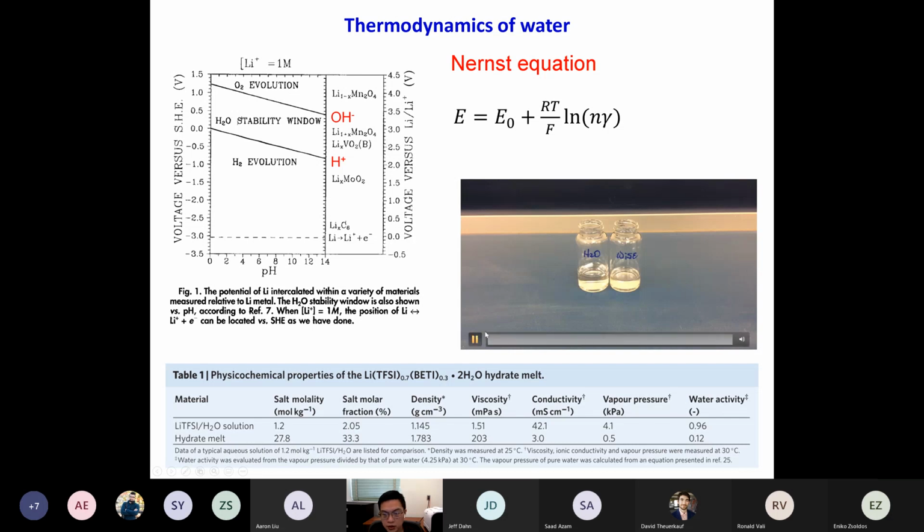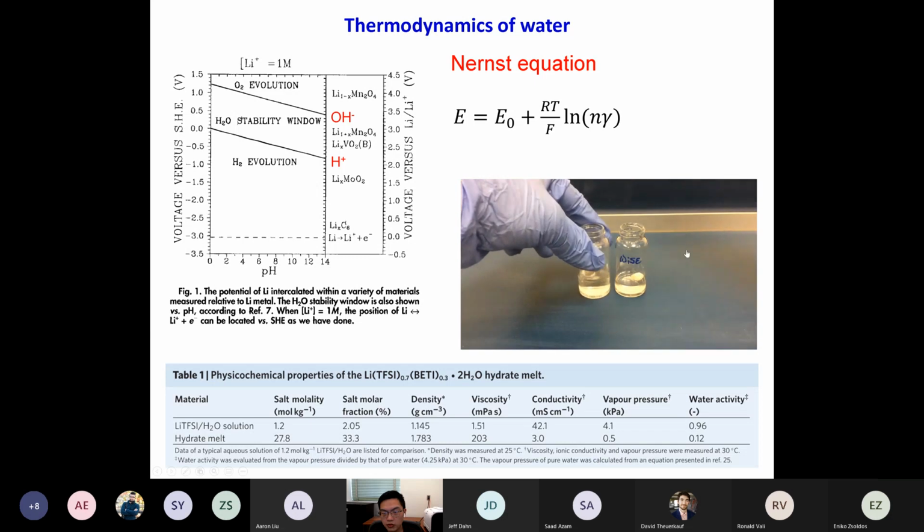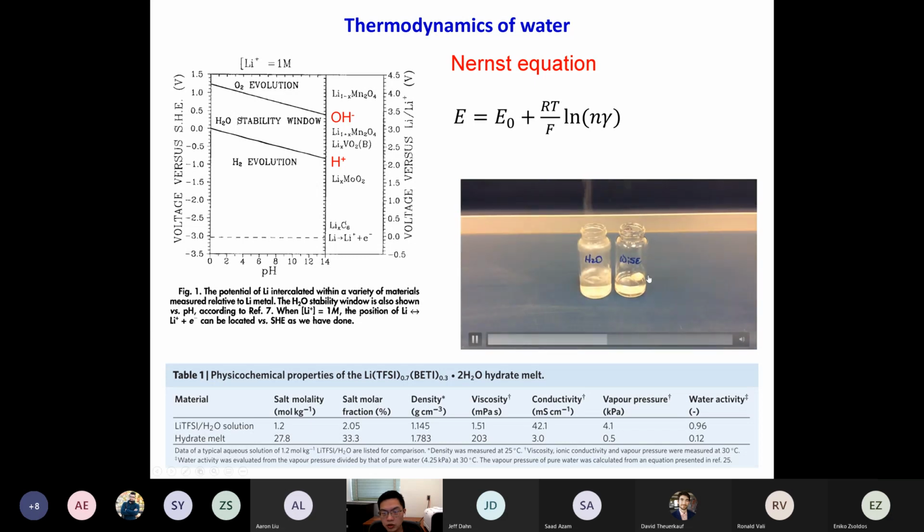So there is scientific, solid evidence showing that. We all know that if you put lithium metal into water, it will be a disaster. You will have a violent reaction to create hydrogen and heat, right? That's why lithium metal is so dangerous. But if you put the same lithium metal in the water-in-salt, you can barely see any reaction going on. So that's very direct evidence showing that the water activity is diminished.